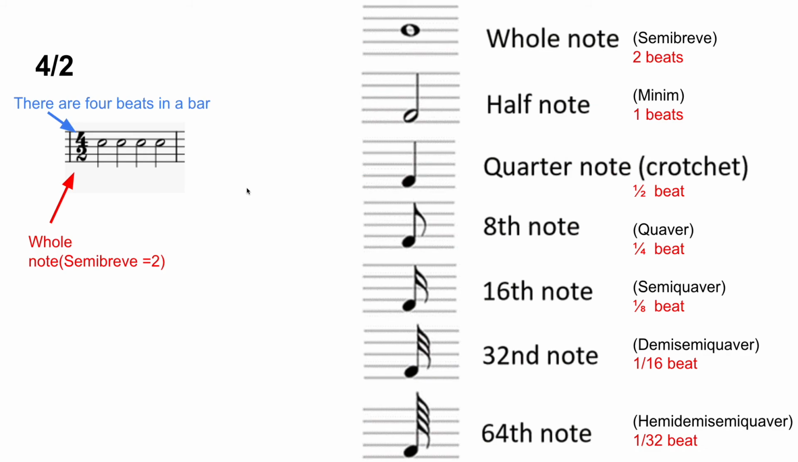So we might have, I don't know, 2 minims and 4 crotchets, for instance. Or indeed, we might have a whole note, a semibreve, and 2 minims. Just anything that is equivalent to 4 minims in each bar.